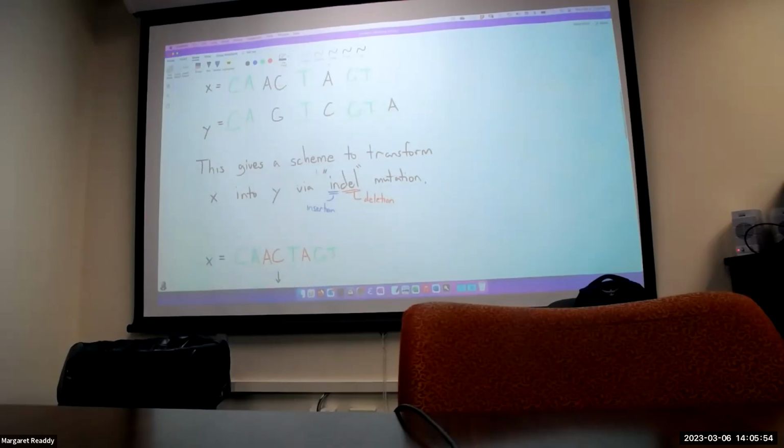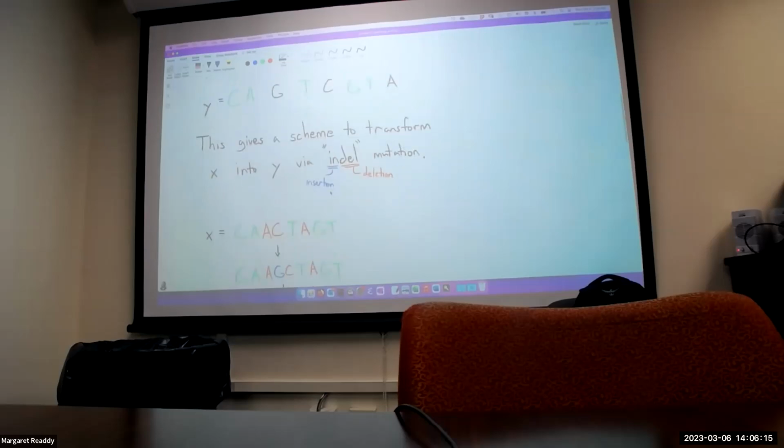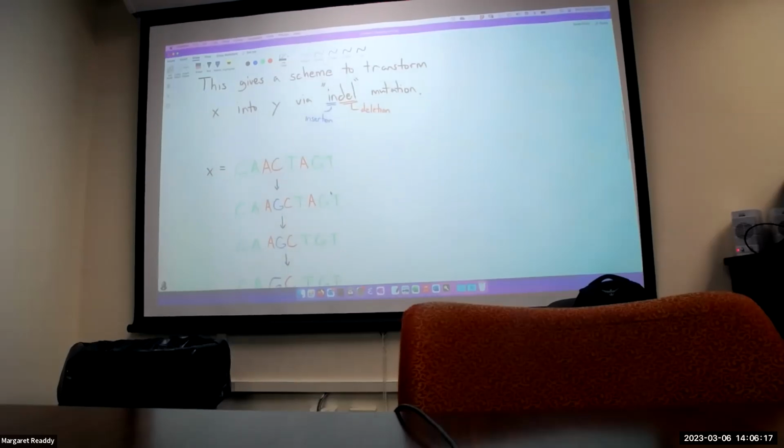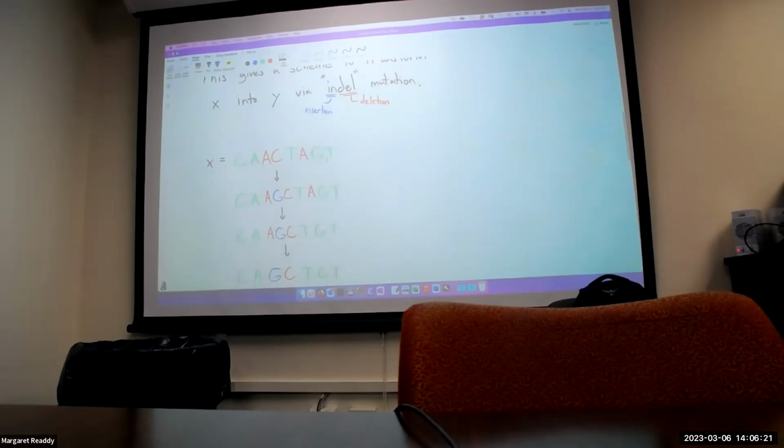All right. So what happens when you have an alignment is it gives you a scheme. It tells you how I'm going to transform one word into another in an efficient way. And the moves that we're allowed to do are called indel mutations. The in standing for insertion, so I can insert new letters into the word, or del for deletion, I can delete extra letters I don't like. And so, for example, I start with cagtagta, the X word.